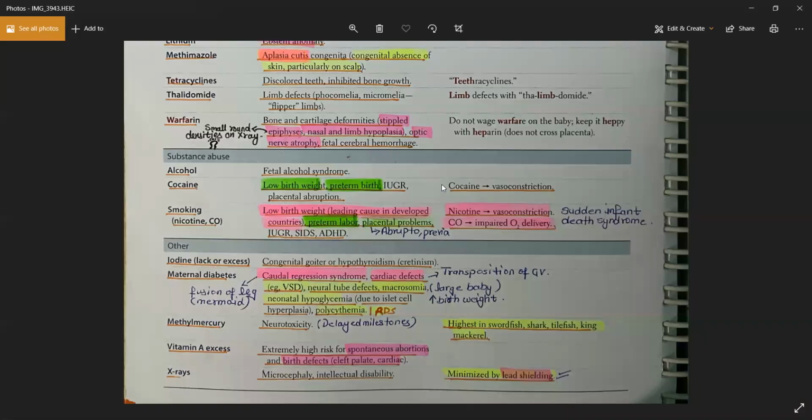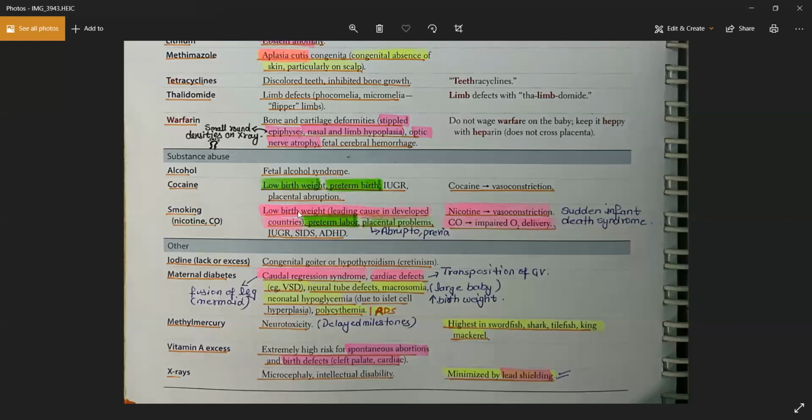So the patient can have an abruptio placenta also because of that, right? The vasoconstriction happens in the placental vessels, so there is a decreased supply of all the nutrients. That's why this low birth weight, preterm birth and placental abruption happen, because of loss of blood supply to the placenta. It will detach from what layer of the uterus? From the endometrium. So that's why you will have a placental abruption in case of cocaine also.